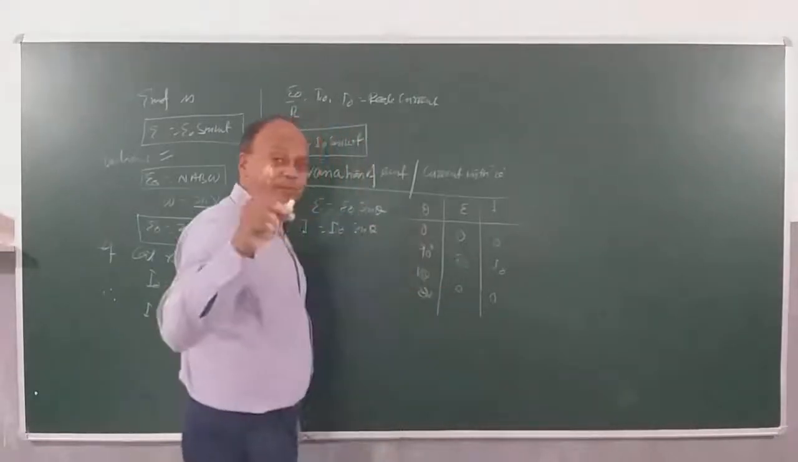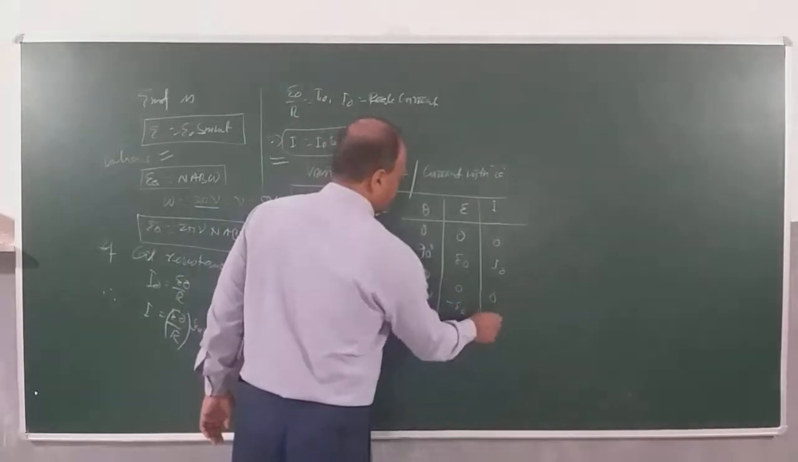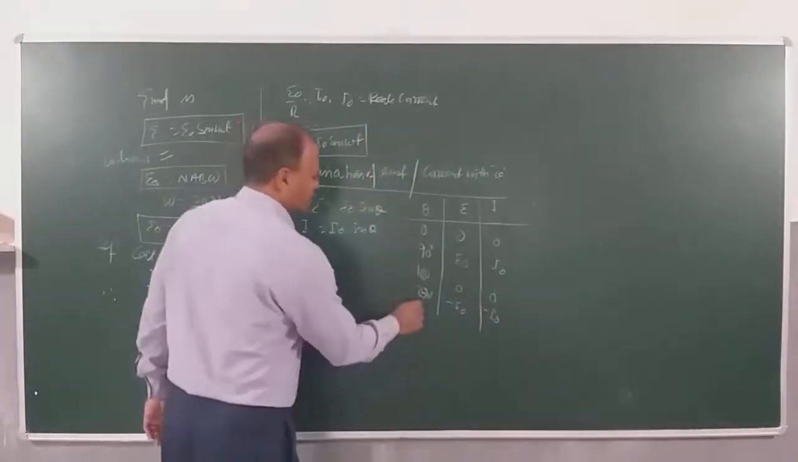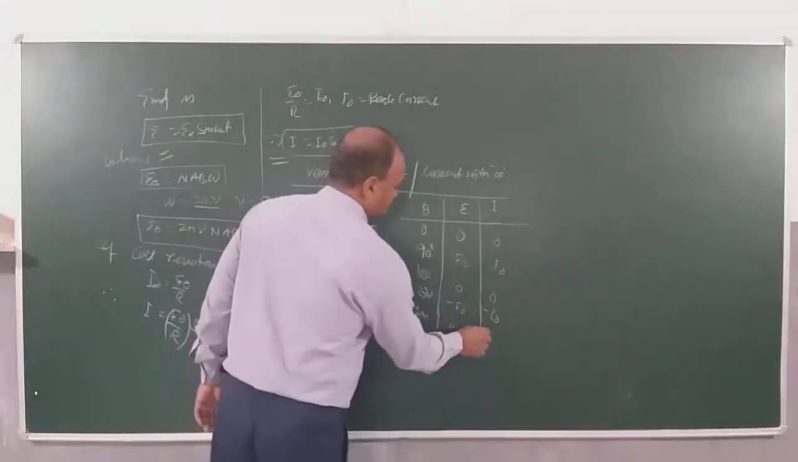Sin 270 is how much? Minus 1. So minus E naught, minus I naught. 360, if you plot, sin 360 is 0. So 0, this is also 0.